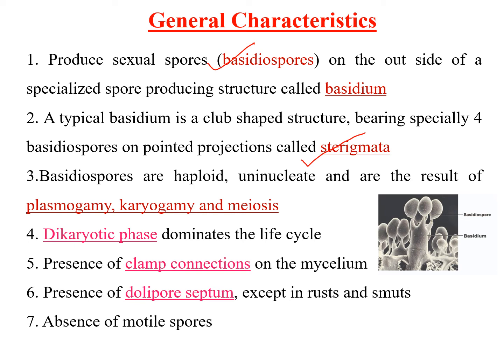That is, presence of a club-shaped fruiting body known as basidium and production of 4 basidiospores which are attached to the basidium through the structure sterigmata, and production of haploid uninucleate basidiospores as a result of plasmogamy, karyogamy and meiosis, and domination of the life cycle by the dikaryotic phase, and presence of clamp connections and Dolipore septum, and absence of motile spores. These are the general characteristics.